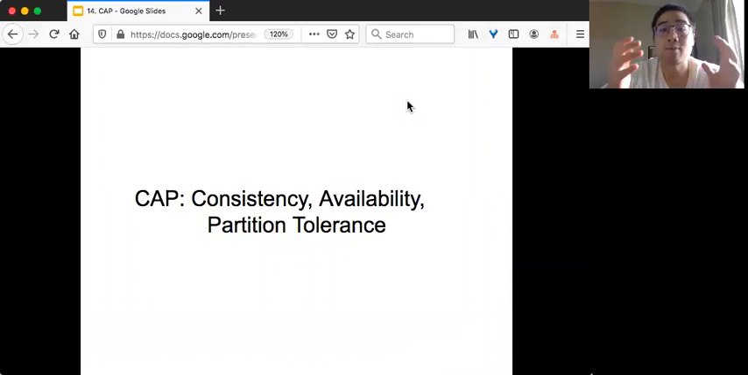Today we are going to talk about a very important concept, especially in distributed systems. It's called CAP: consistency, availability, and partition tolerance.